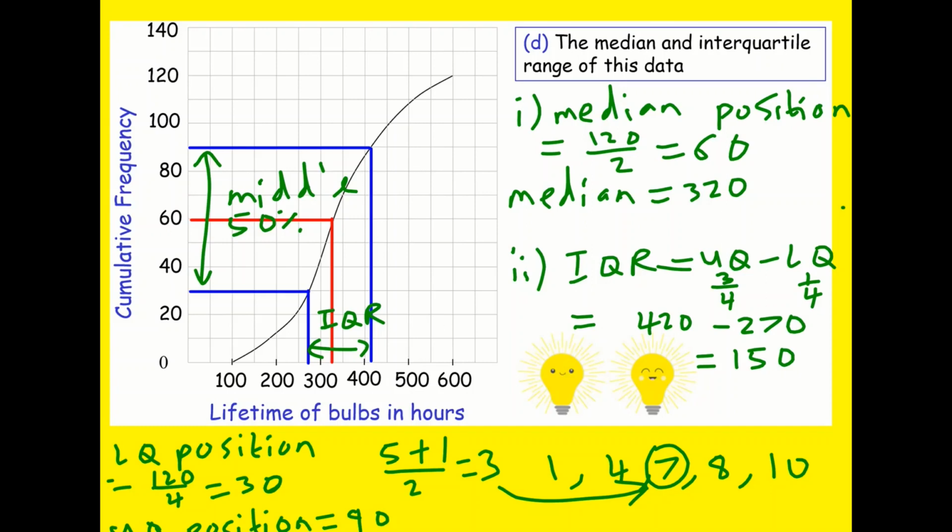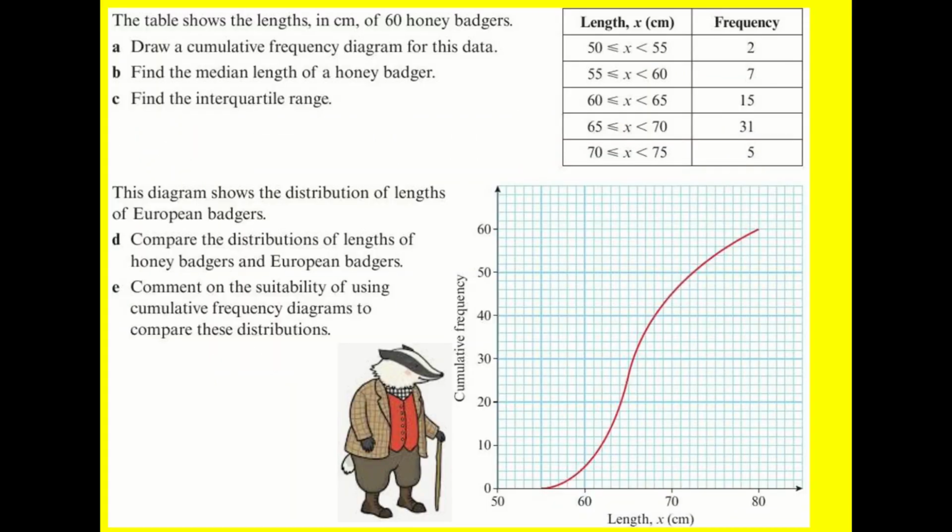The range is 500 hours. The interquartile range, the middle 50%, is 150 hours, and that can be very useful. More to follow on that. Have a go at this question here, which involves comparing cumulative frequency graphs. Now it says draw a cumulative frequency diagram for this data. I would draw an exactly the same one here. I wouldn't draw a fresh graph.